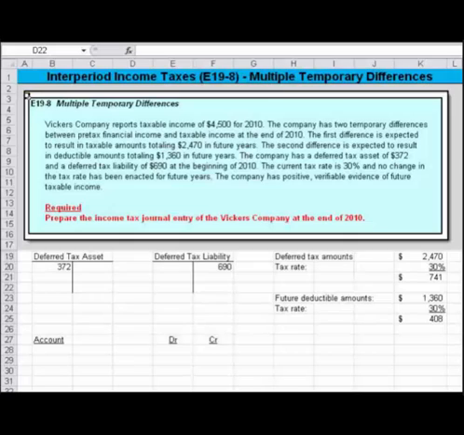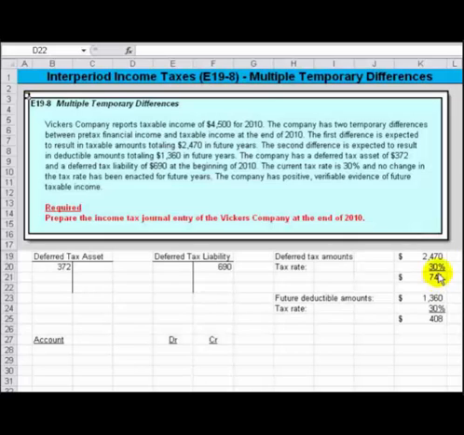The first difference is expected to result in a taxable amount totaling $2,470 in future years. The second difference is expected to result in deductible amounts totaling $1,360 in future years. The company has a deferred income tax asset of $372 and a deferred tax liability of $690 at the beginning of 2010. The current tax rate is 30% and no change in the tax rate has been enacted for future years. The company has positive verifiable evidence of future taxable income. And we're asked right here to prepare the income tax journal entry for the Vickers Company.